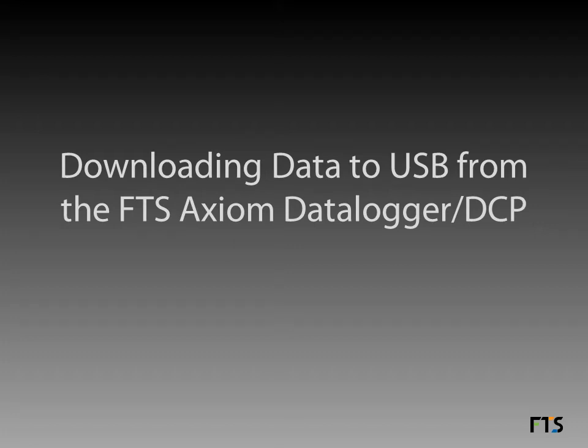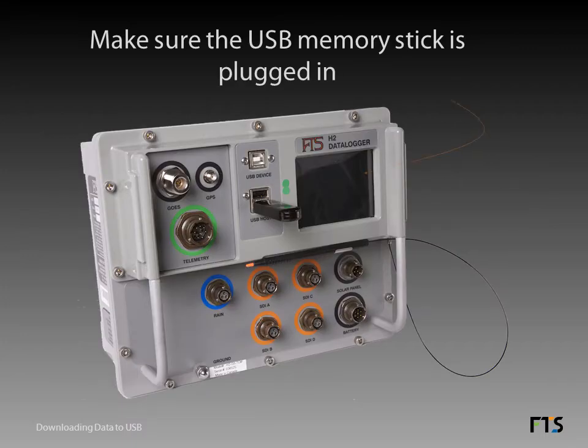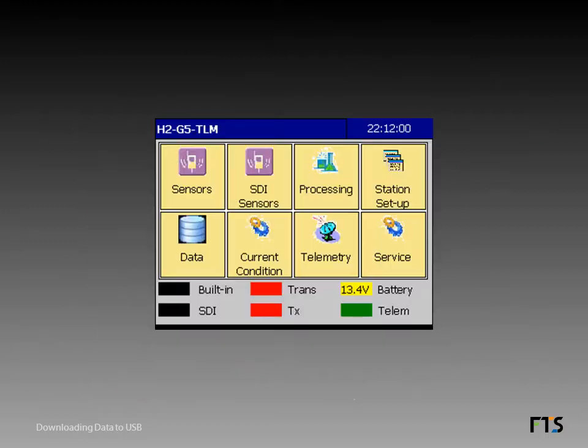Downloading data to USB from the FTS Axiom Datalogger. Make sure the USB memory stick is plugged in. Downloaded data will be put onto the stick by the datalogger. An error will result if you try to download data without the USB stick plugged in. The USB stick can be inserted into either of the two ports labeled USB host.